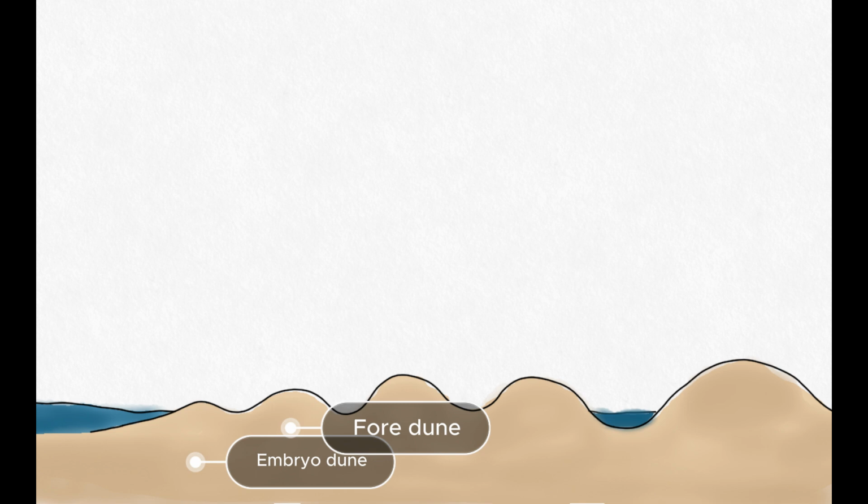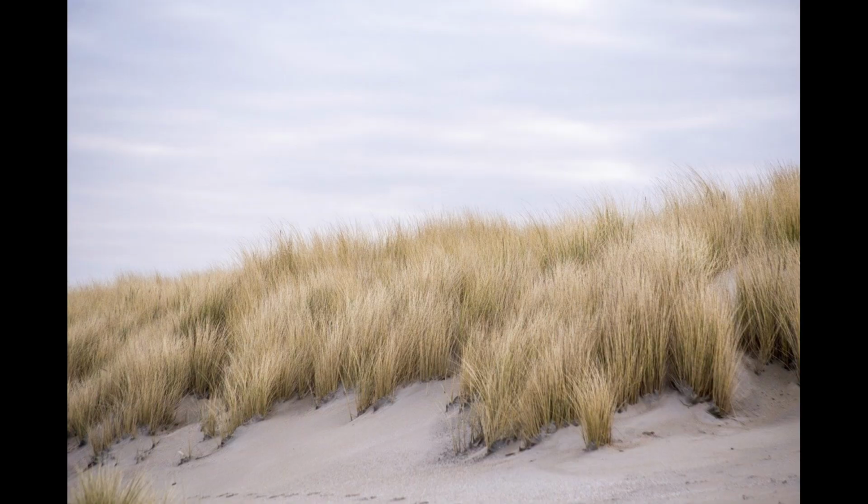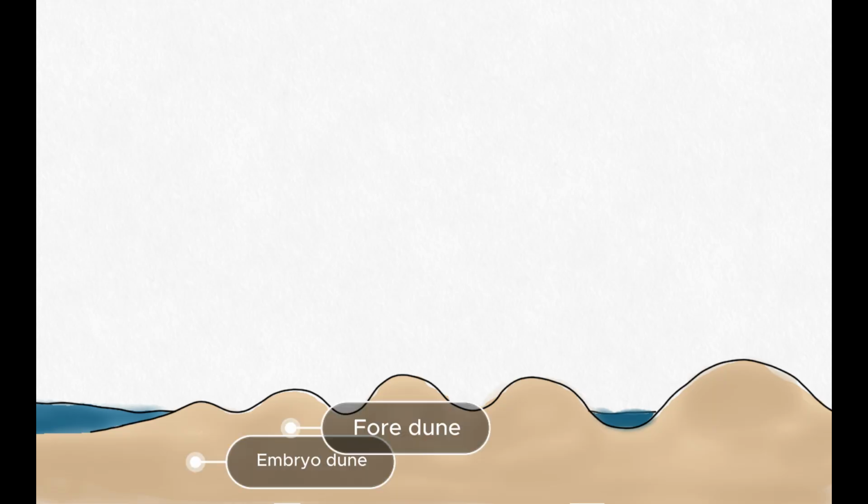Then we get fore dunes. The embryo dunes will give some protection against the prevailing wind for the fore dunes. This allows other species of plants to grow, like marram grass. Now, marram grass begins to stabilize the dunes with its root system. These plants add organic matter to the dunes, making the dunes more hospitable for plants that later grow. So now a microclimate forms in the dune slack, and this fore dune can grow up to a height of 5 meters.